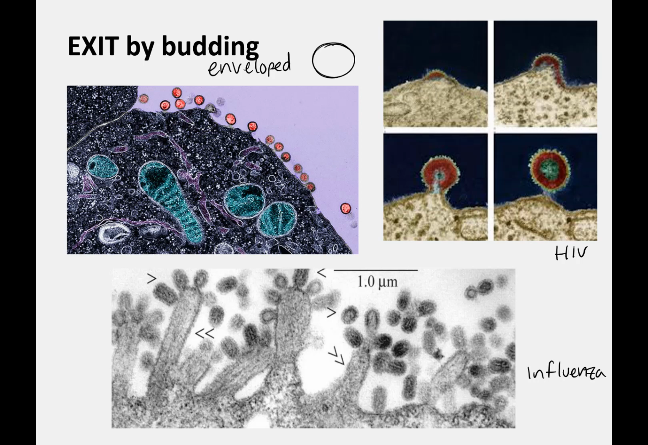And what I want you to see is that this coat of the membrane surrounds it and becomes the virus envelope. Here's all these influenza viruses budding off of this extension of the cell membrane.